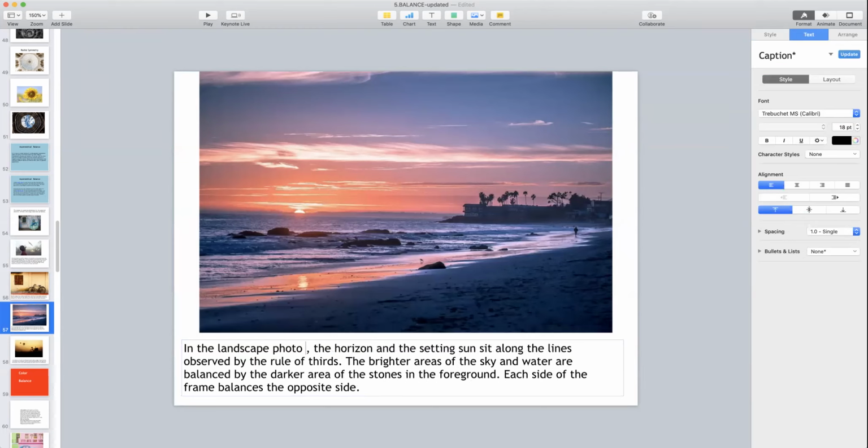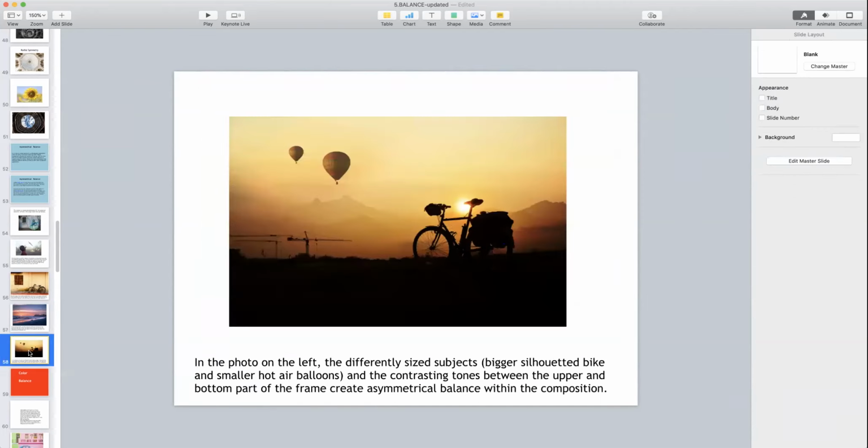The horizon and the setting sun sit along the lines observed by the rule of thirds. The brighter area of the sky and water are balanced by the darker area of the stones in the foreground. Each side of the frame balances the opposite side. So brightness versus darkness, water versus sand. So this is the way balance is being achieved. Again, there is some example of a different kind, rule of thirds.